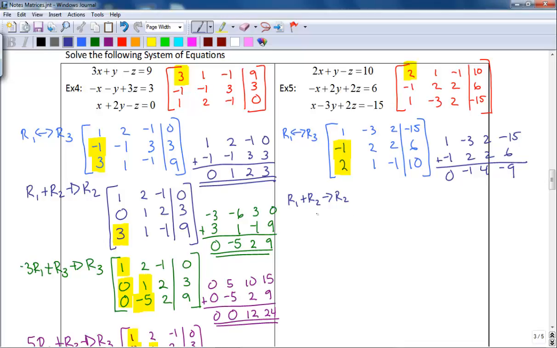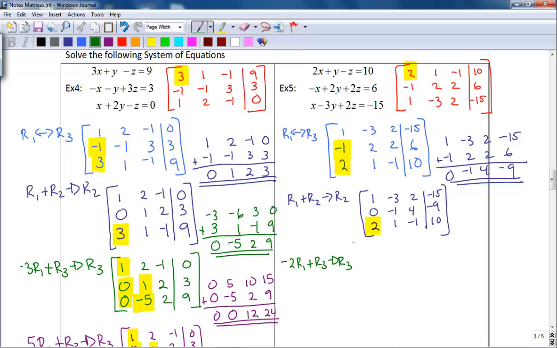So I end up with, again, my first row didn't change. It stays as 1, negative 3, 2, and negative 15. My second row changed here to 0, negative 1, 4, and negative 9, but the third row didn't change, and I'll leave it as 2, 1, negative 1, and 10. Again, the goal is to get that 2 to be a 0. Well, if I multiply row 1 by a negative 2 and add it to row 3 to give a new row 3, I'm going to get a 0 in that position.